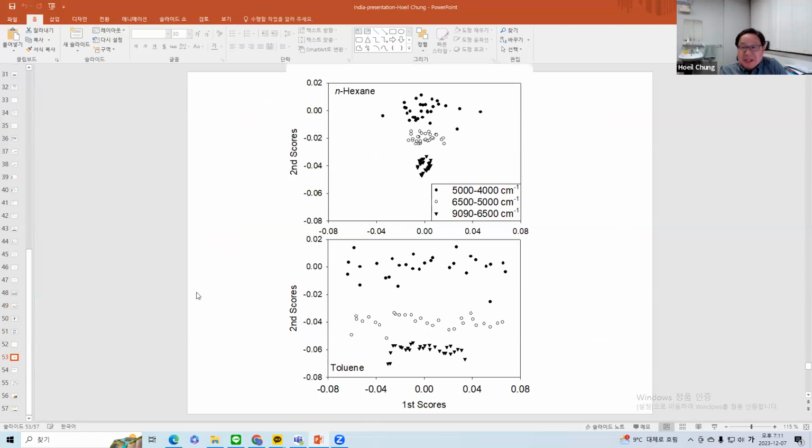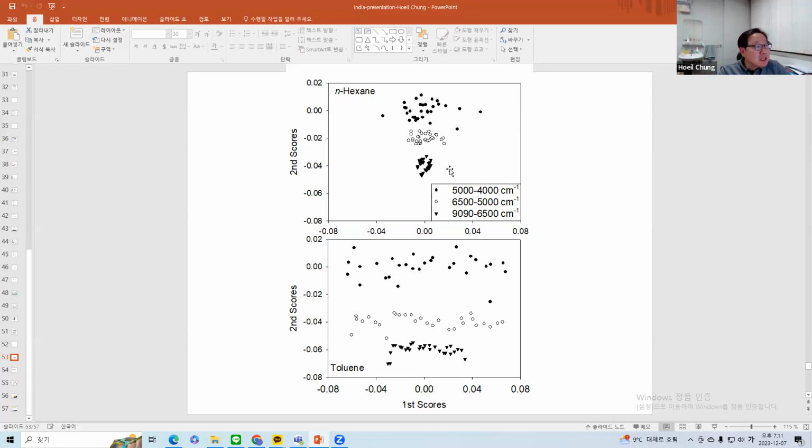Actually, this is a PCA plot. You can see that the black circle is the 5,000 to 4,000 wave number range, the most sensitive region. You can see that it depends on concentration. So this is just a PCA plot, not a PLS model, just PCA representing spectra in a two PC component domain. In the case of using the 5,000 to 4,000 range, you can see the variation is large. That means it depends on concentration. The spectral features are sensitively changing.